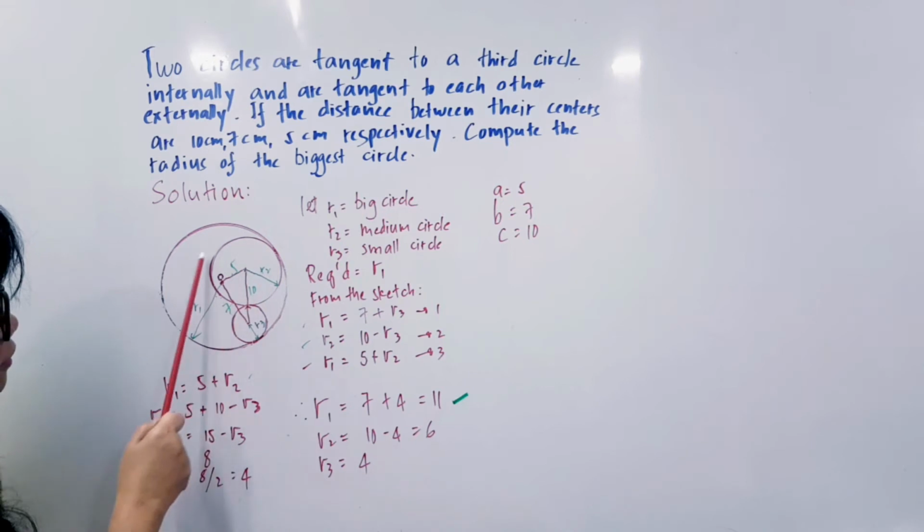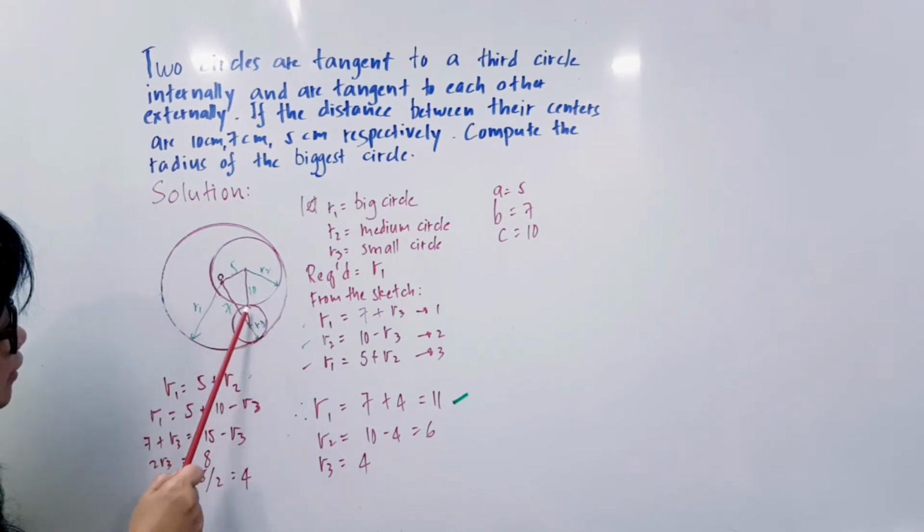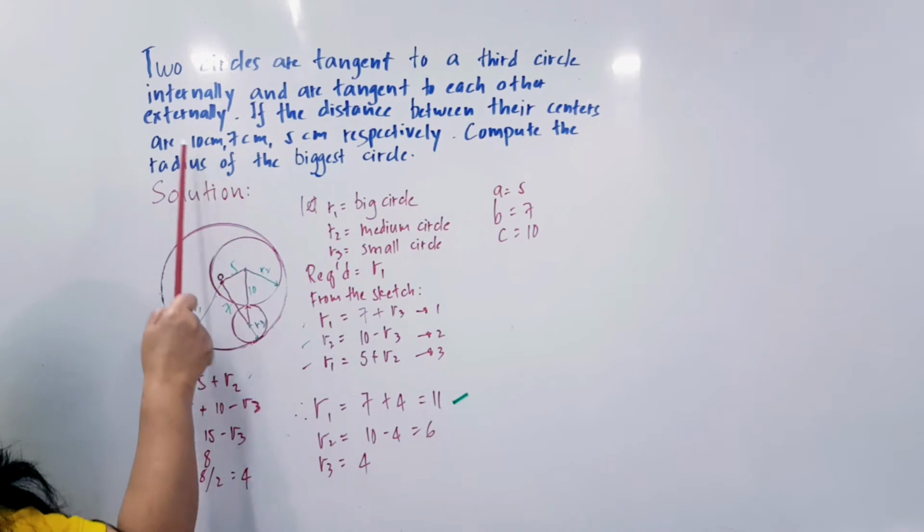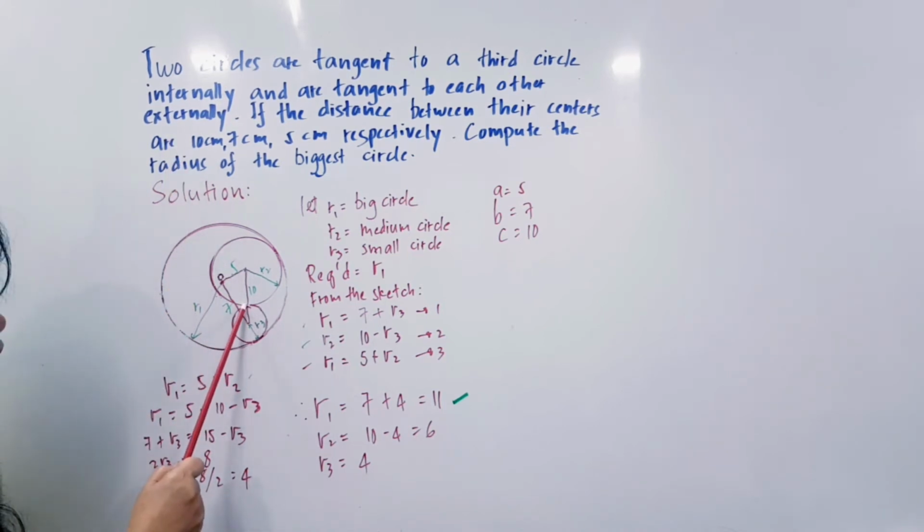That means itong dalawang circle are tangent to each other externally, sa labas. Sa labas nitong dalawa, sa labas nila na circle. That means yan ang sinasabi nila na externally. So they are tangent externally.